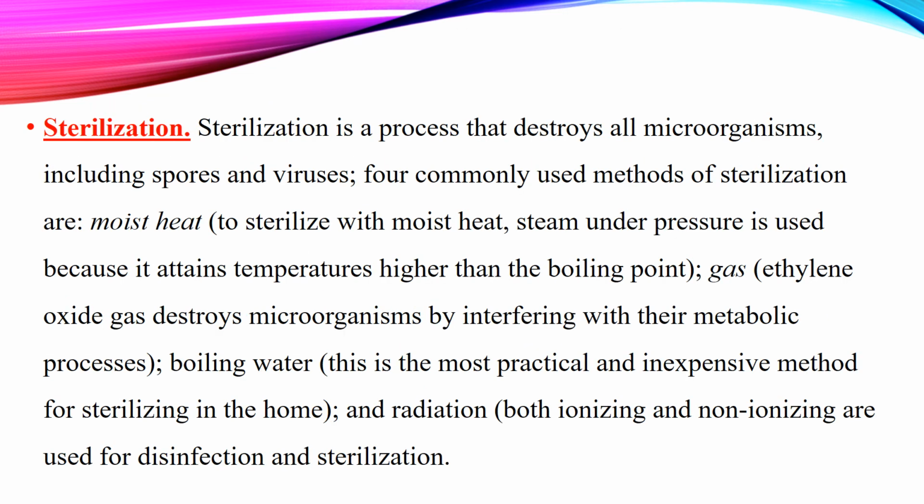Sterilization. Sterilization is a process that destroys all microorganisms, including spores and viruses. Four commonly used methods of sterilization are moist heat. To sterilize with moist heat, steam under pressure is used because it attains temperatures higher than the boiling point. Gas, which is ethylene oxide gas, destroys the microorganisms by interfering with their metabolic processes. Boiling water. This is the most practical and inexpensive method for sterilizing in the home. And radiation. Both ionizing and non-ionizing are used for disinfection and sterilization.